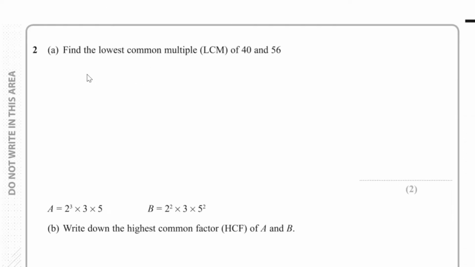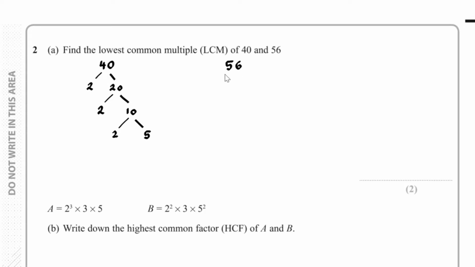Question number 2 for part A, we have to find the lowest common multiple of 40 and 56. Well, what we can do is find the prime factors of 40 and 56. If we consider the 40, we can split this up as 2 times by 20. 2 is a prime number, 20 isn't, so the 20 we can further split up as 2 multiplied by 10. And the 10 we can further split up as 2 multiplied by 5.